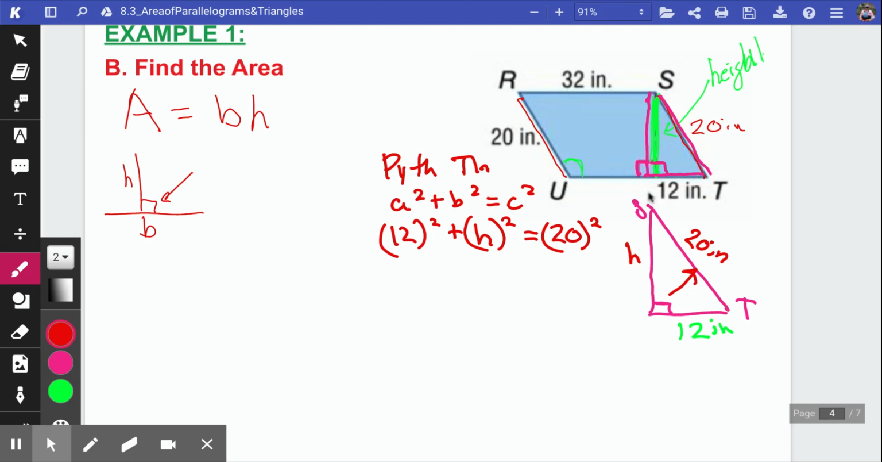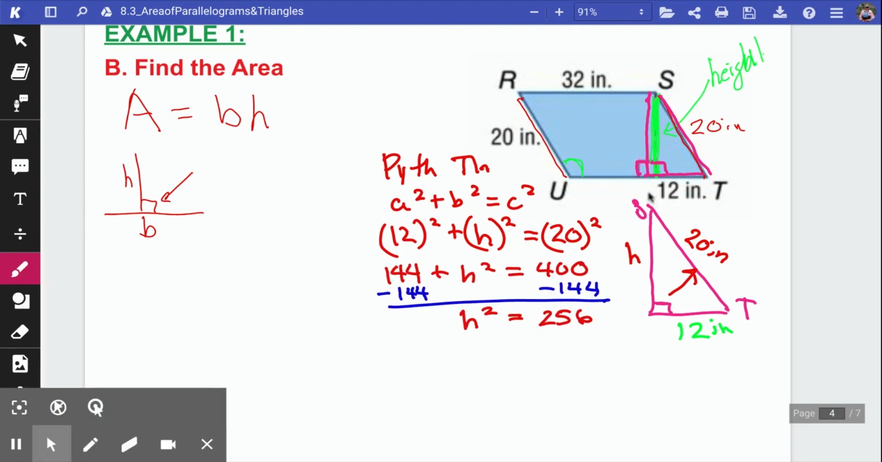You should be able to do this on your own. If you can't, you can go back to the Pythagorean theorem chapter and review that content. I've gotten to a point here where I have h squared is equal to 256. So now I need to continue to solve for h.